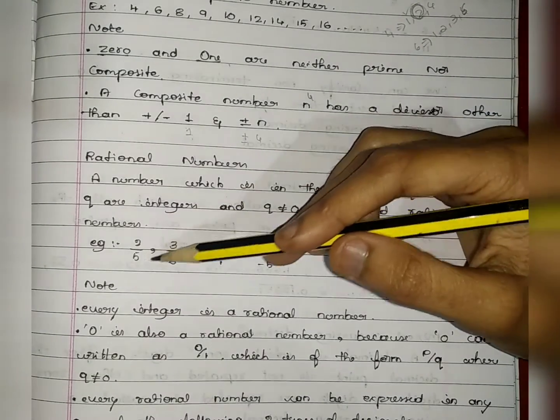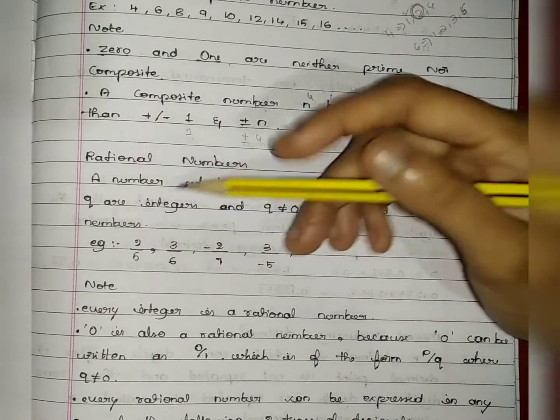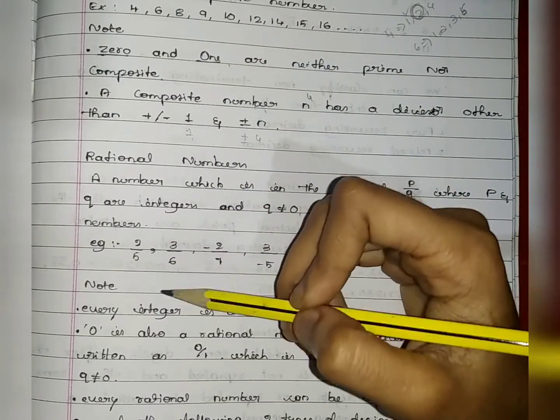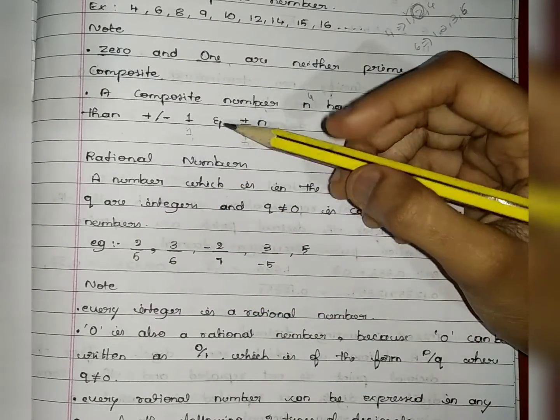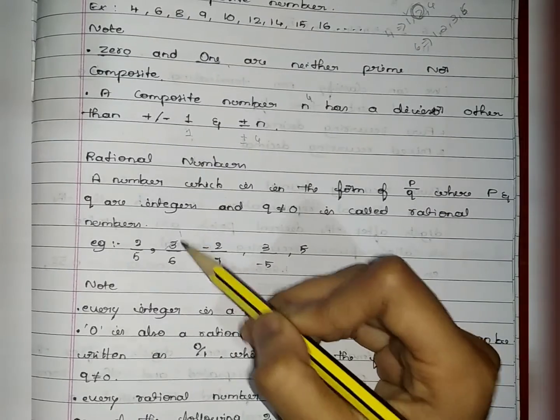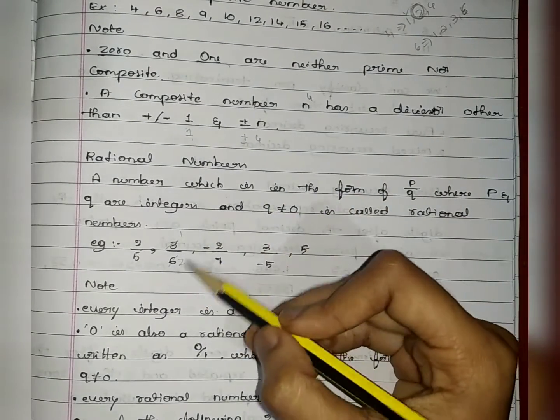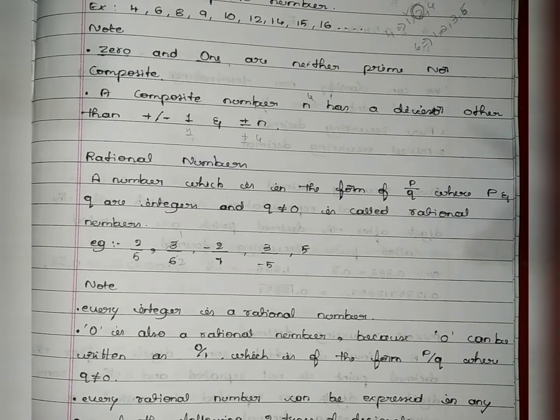For example, 2 by 5, 3 by 6. We can reduce this like 1 by 2, only this much. If we reduce it by using the calculator, it will turn into decimals.